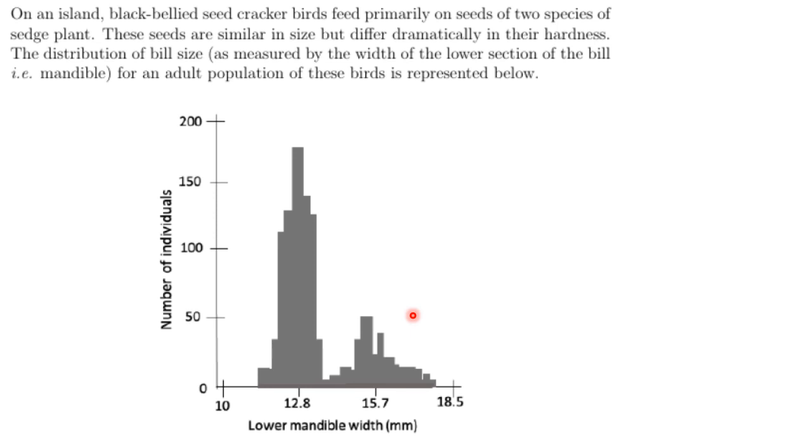So the answer here is disruptive selection. These are the extreme forms. This is one extreme and this is the other extreme, whereas intermediate forms are not there.